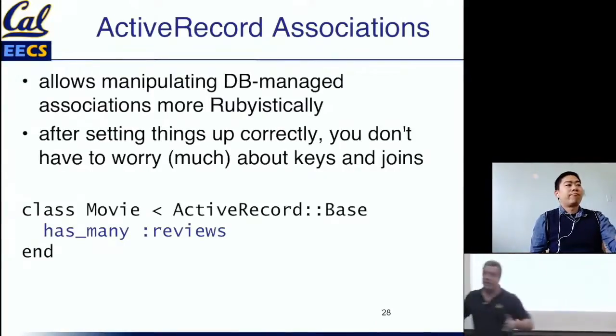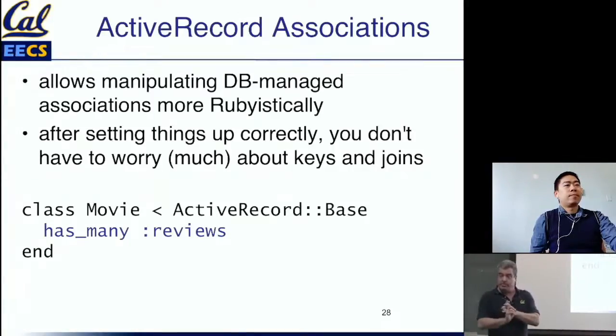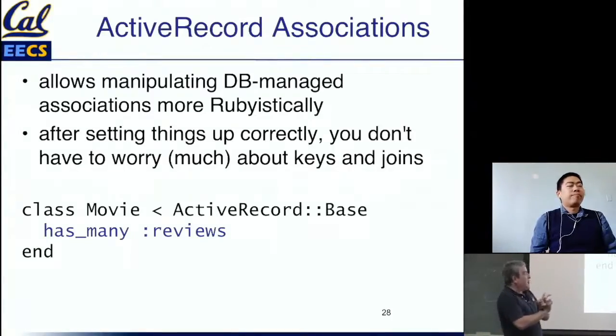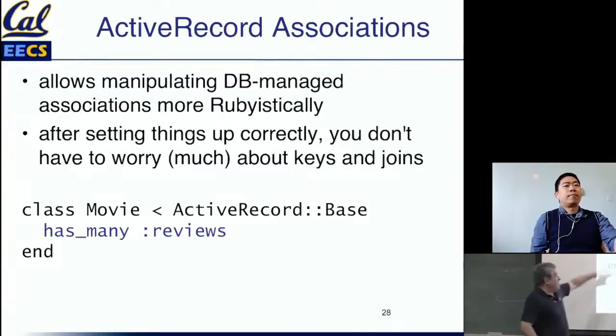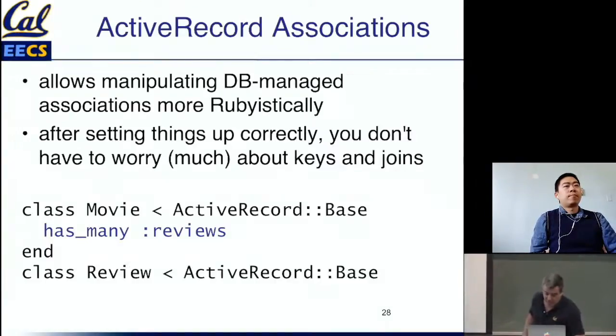Well, you're not really done, because this assumes that you have a reviews table, and that in that reviews table there is a foreign key called movie ID. So this mechanism is set up so that if you've set up your tables correctly along the lines of the question we just did, then you get some really nice syntax for talking about movies having many reviews.